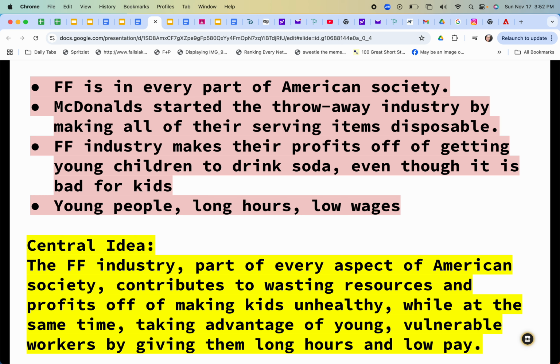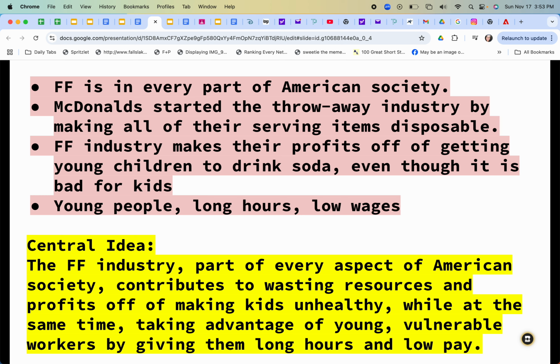So now I'm going to expand my central idea, and here it is. The fast food industry, part of every aspect of American society, contributes to wasting resources and profits off of making kids unhealthy, while at the same time taking advantage of young vulnerable workers by giving them long hours and low pay.